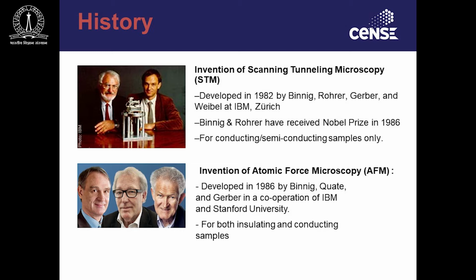When we have a new technique, these new techniques come with limitations. One such limitation with STM was the sample needed to be conductive or semi-conducting. So they had to invent something other than this, which could actually do some imaging on non-conducting samples. So as a result, in 1986, another group of people which also had Binnig and Gerber, and the new person was Quate, invented atomic force microscope. So this atomic force microscope had capability of doing measurements on non-conducting samples as well.